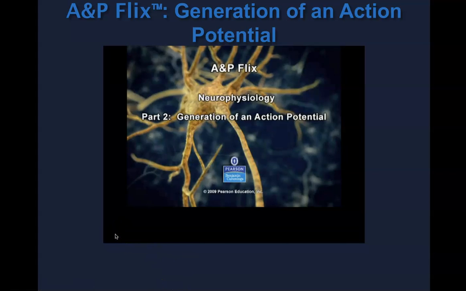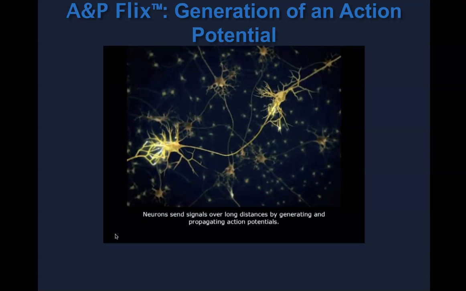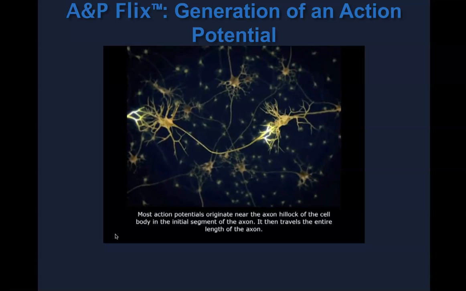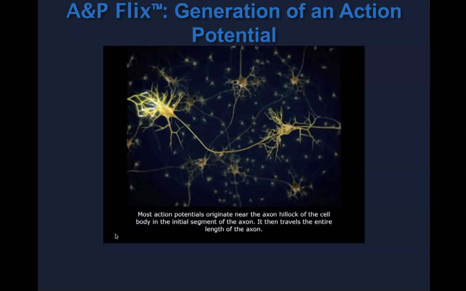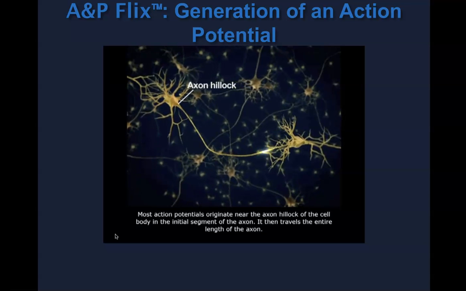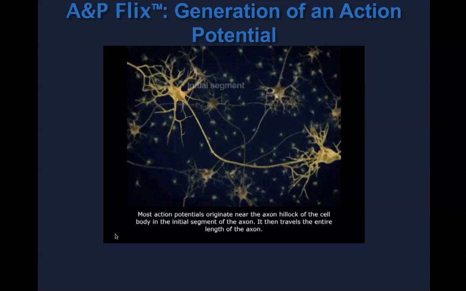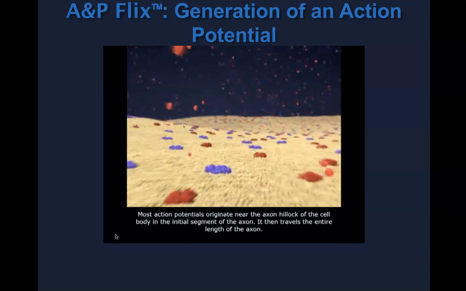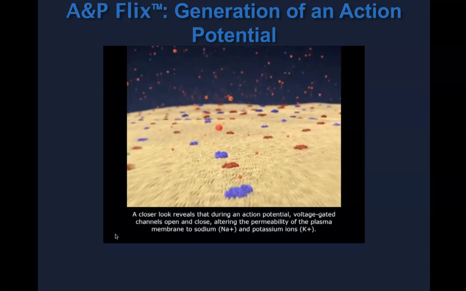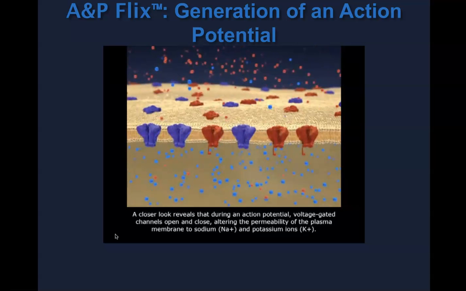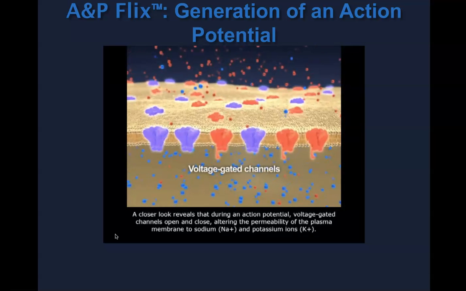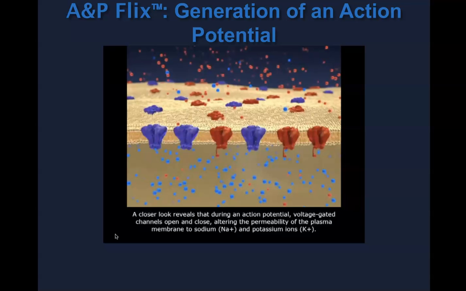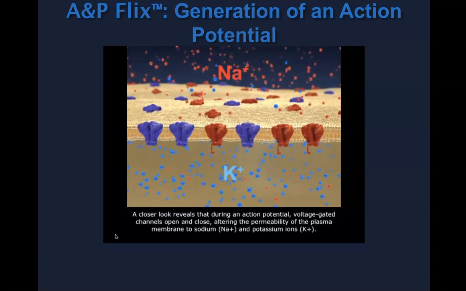These are great animations because it summarizes everything. Neurons send signals over long distances by generating and propagating action potentials. Most action potentials originate near the axon hillock of the cell body in the initial segment of the axon. It then travels the entire length of the axon. A closer look reveals that during an action potential, voltage-gated channels open and close, altering the permeability of the plasma membrane to sodium and potassium ions.